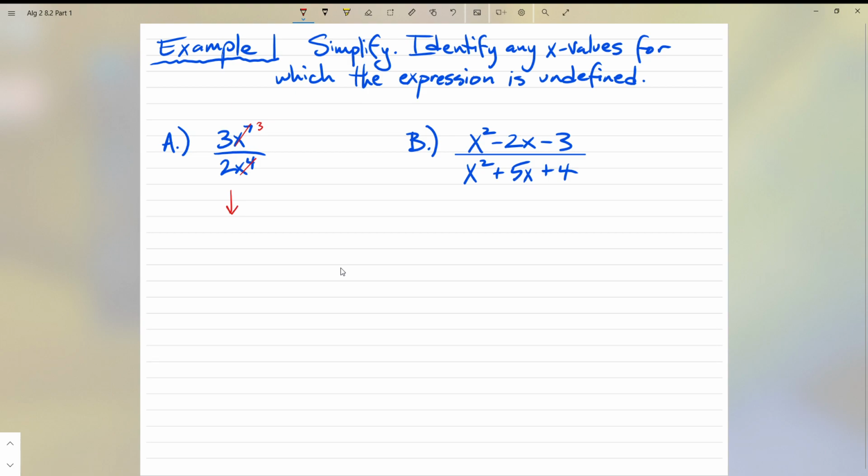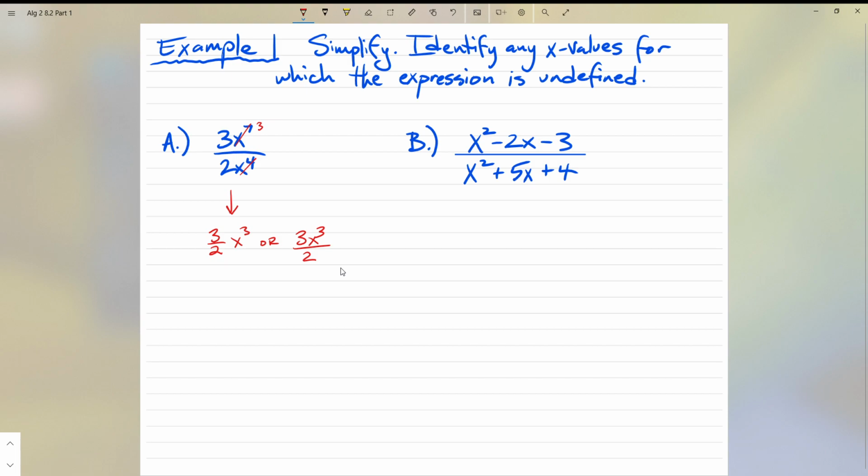There's two different ways we can write it. One way is 3 halves times x to the 3rd. The other way would be 3x to the 3rd over 2. And they both say the exact same thing. It's just your own personal preference.